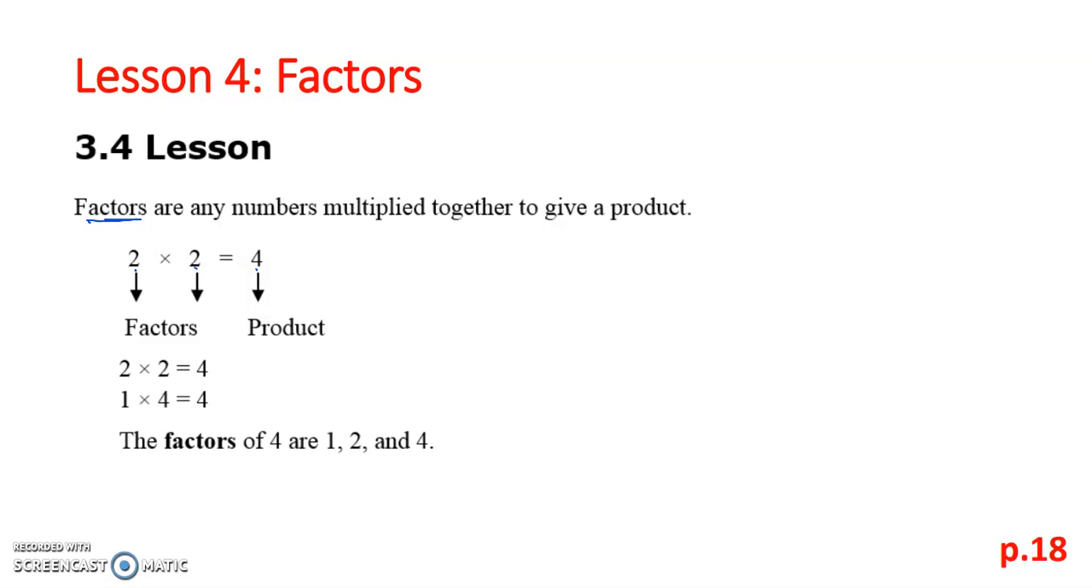Factors are numbers that we multiply to each other or to other numbers to give a product. So in this example, 2 times 2 is equal to 4. So 2 is a factor, 2 is a factor, and 4 is the product. And if we look at the number 4 as a product, what makes 4? Well, 1 times 4 makes 4, and 2 times 2 makes 4. So therefore, the numbers 1, 2, and 4 are the factors of 4.